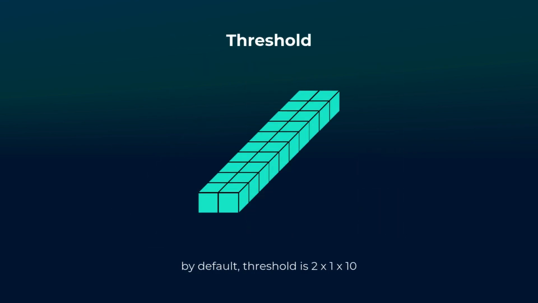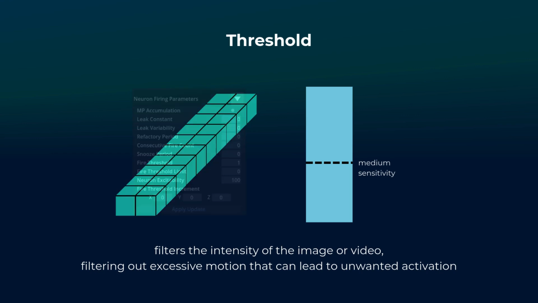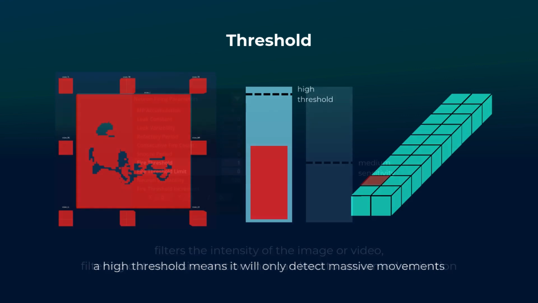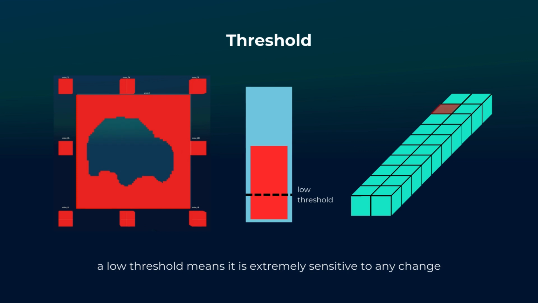Threshold controls the intensity of the image or video being projected, so this output cortical area is used to filter out excessive motion that often leads to unwanted activation. A high threshold means that the cortical area will only detect massive movement, while otherwise it will remain stagnant. A low threshold means that the cortical area will be extremely sensitive to any change, often activating maximum movement.